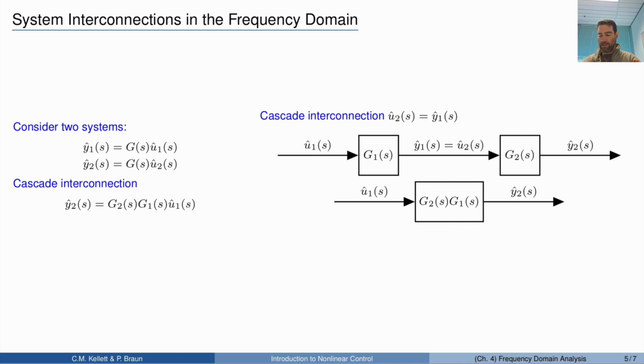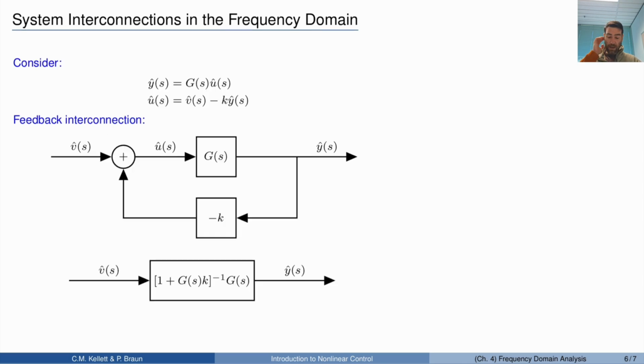The only thing to keep in mind here, which is not important for single input, single output systems, but in the context of multi-input, multi-output systems, is that the order plays a role. And of course also the dimensions need to match. So the multiplication is G2 times G1 and not G1 times G2. Other interconnections can also be looked at, for example, feedback interconnections, and then one can look at stability properties as well, and corresponding controller designs.